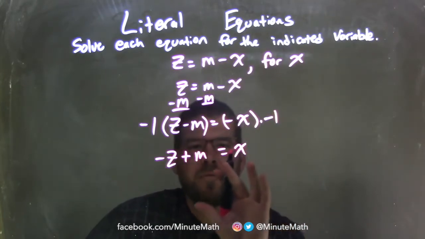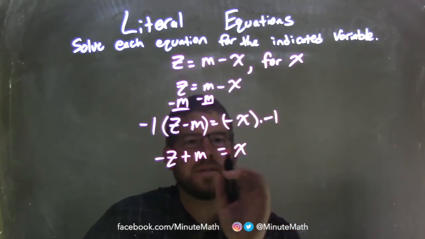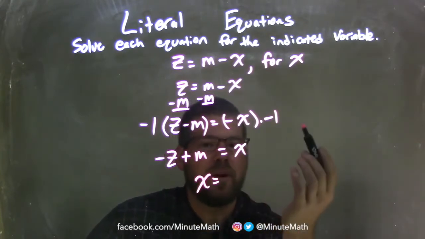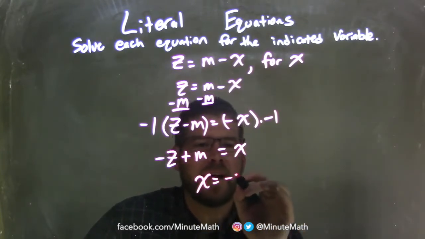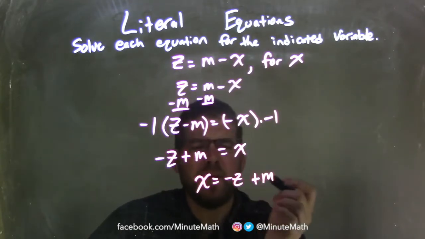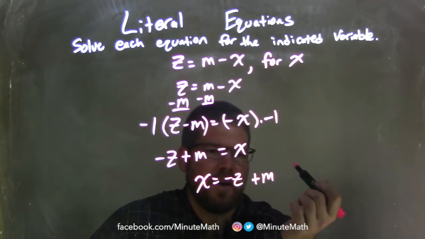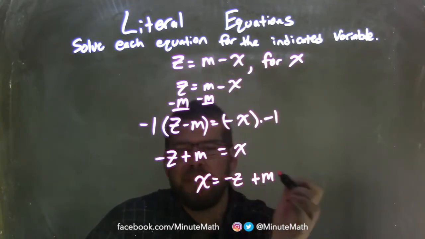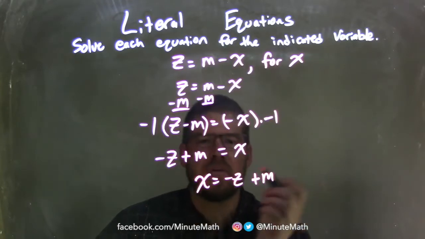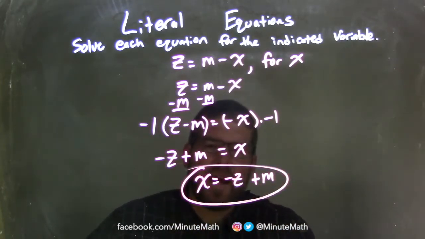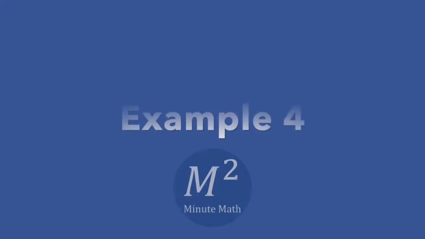Okay. Now I can rearrange this to have x come first, so it looks nicer, because that's the variable we're looking for. So I have x equals a negative z plus m. And now at this point, you can say you're done. I'm good enough with this. Some people would like to rewrite this as m minus z, and it's really up to your teacher, but I'm okay with that. And so our final answer here is x equals a negative z plus m.